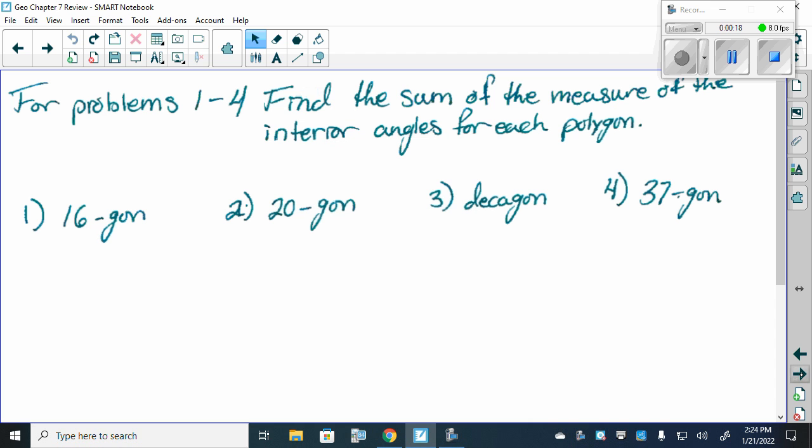So the first thing we're looking at is problems 1 through 4. We want to find the sum of the interior angles for any polygon.